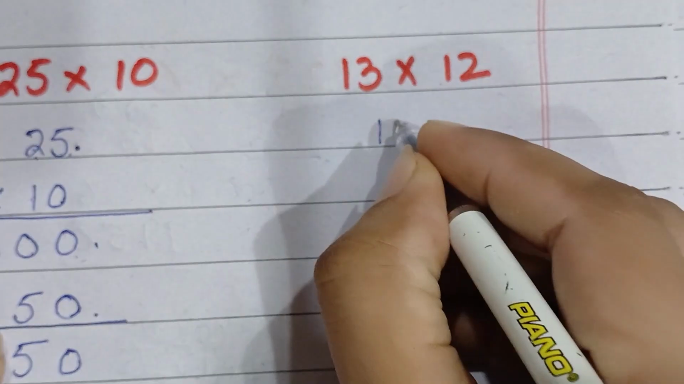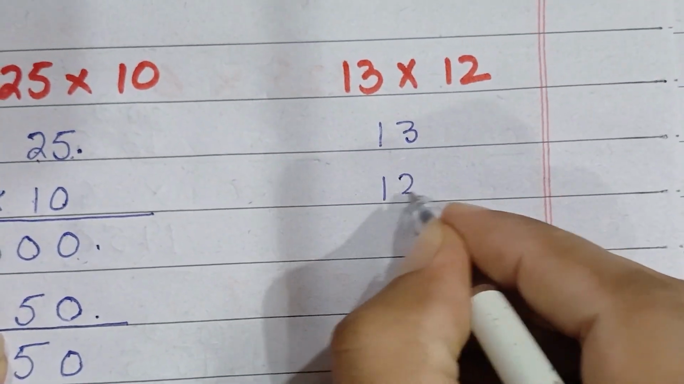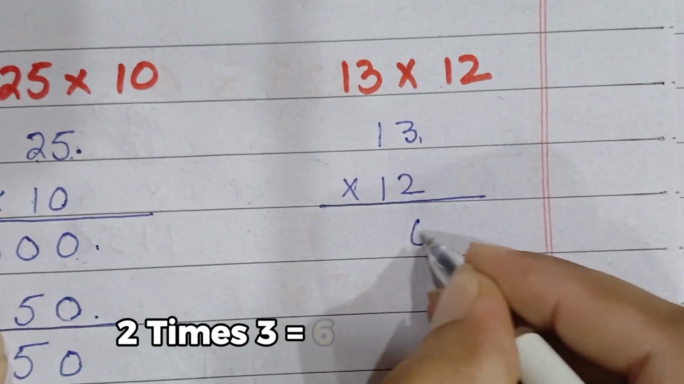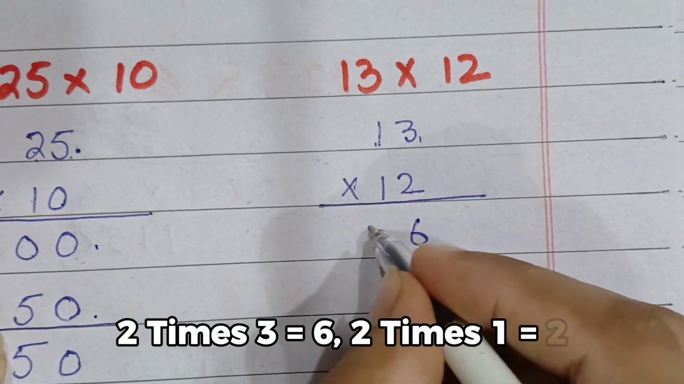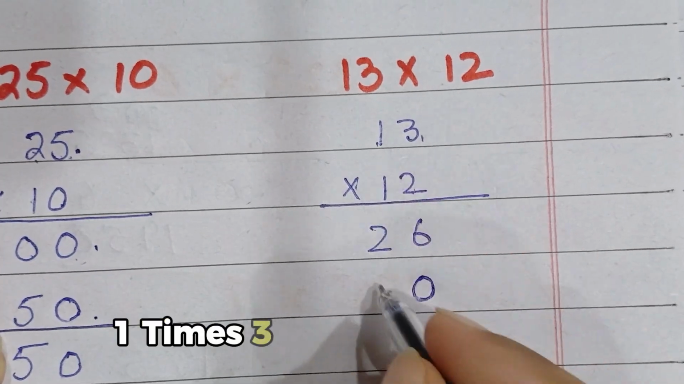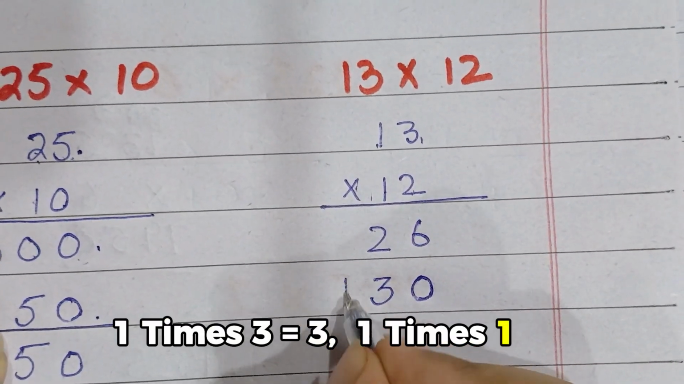Now stack these numbers. 13 multiply by 12, write the symbol and draw the answer line. 2 times 3 is 6. 2 times 1 is 2. Now add the 0 at the ones place, then move to the tens place. 1 times 3 is 3. 1 times 1 is 1.